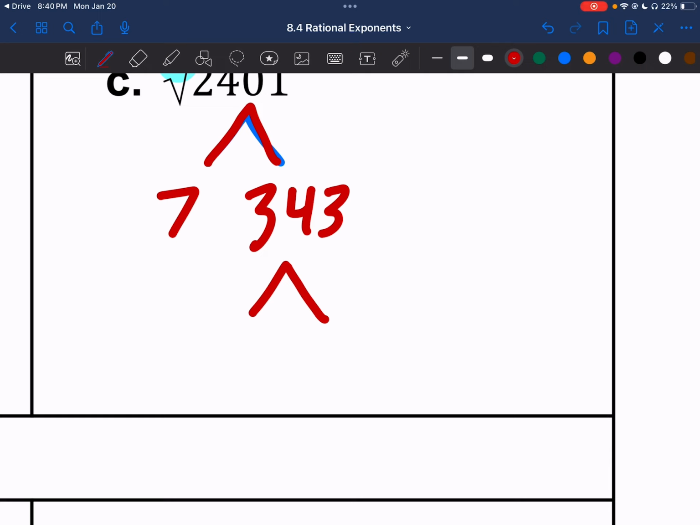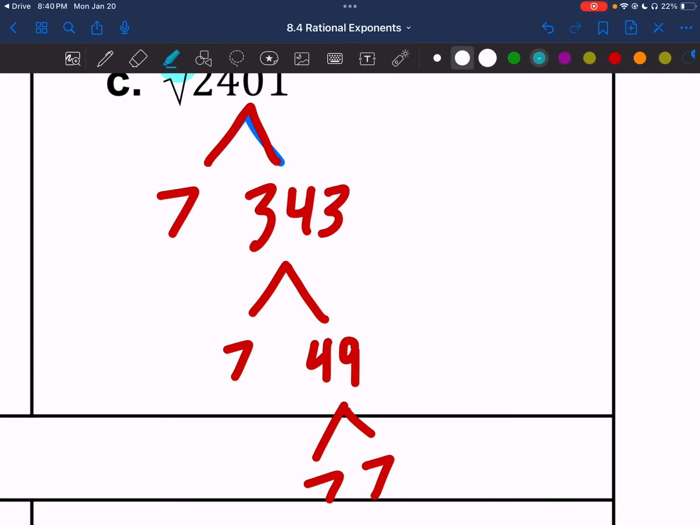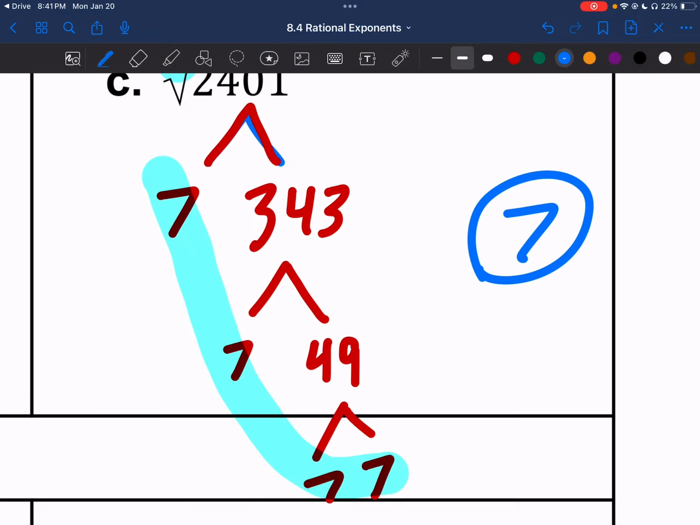So 2401, let's see, if we divide that by 7 again, we get 49 as my value, which we then divide by 7, and it's 7 times 7. So 7 times 7 times 7 times 7. We said we were looking for a group of 4, and I did in fact find a group of 4 of one term. And so the 4th root of 2401 is 7.